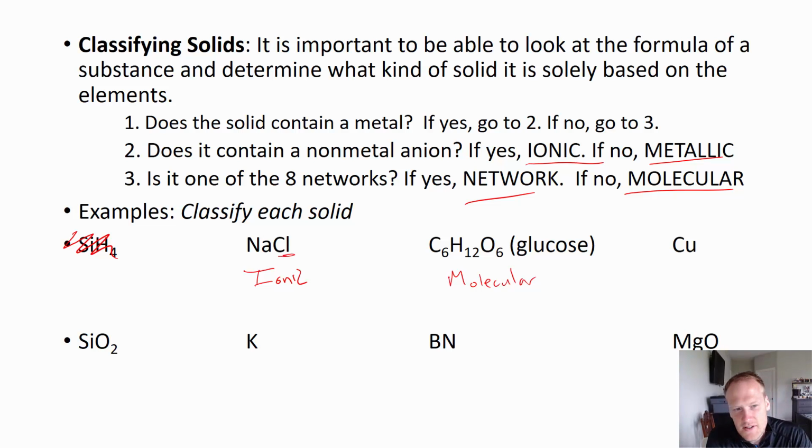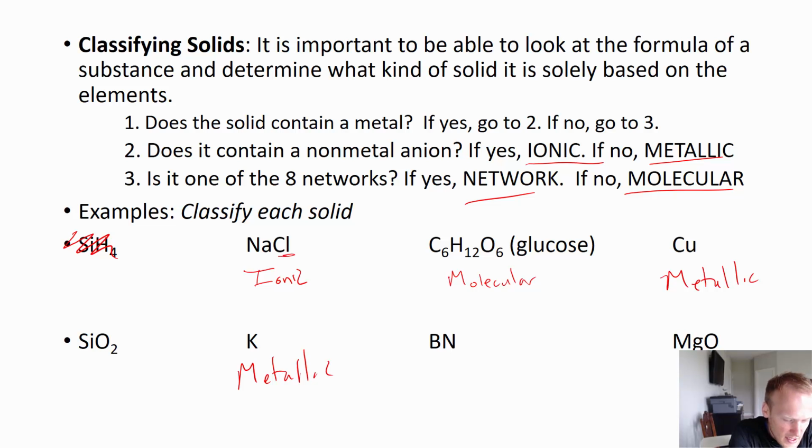Copper. Listen, you can go through the list there. Anytime you see a metal by itself, guess what? It's metallic. So right off the bat here, you should look at copper and say, that's metallic. This is potassium. That's a metal on the periodic table. That's metallic. Okay? Those are the easiest ones to label.